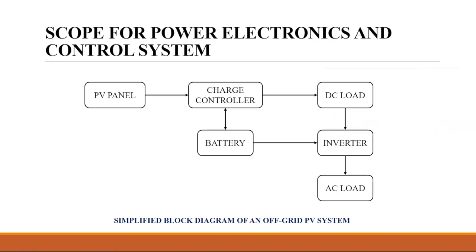So, explaining the scope for power electronics: look, the charge controller and inverter, what are these? They have circuits, and those circuits work with switches. What are switches? Transistors, MOSFETs, IGBTs. All are parts of power electronics, right? So here comes the usage of power electronics and control systems.